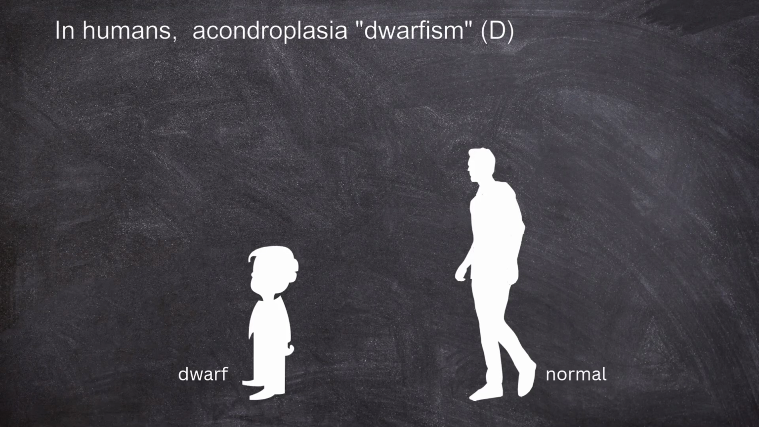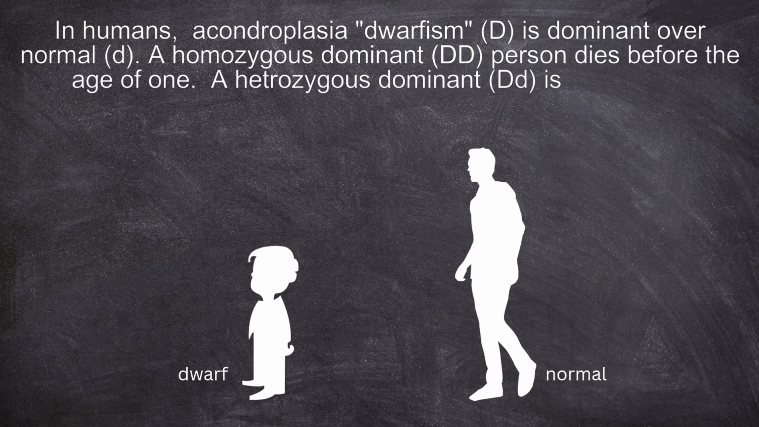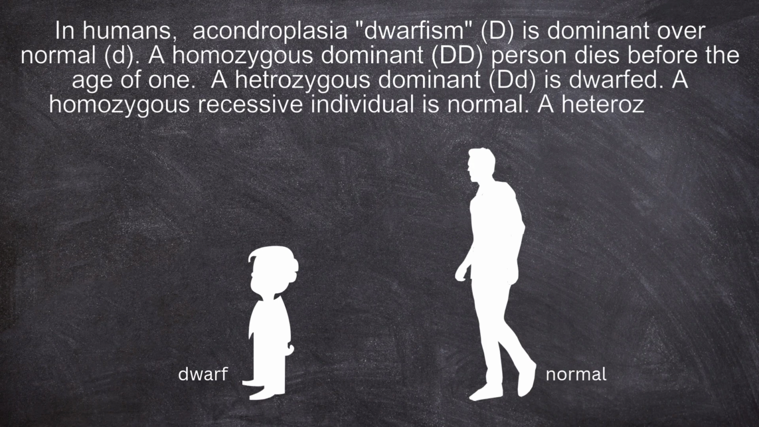Achondroplasia, or dwarfism, is dominant over normal. A homozygous dominant person dies before the age of 1. A heterozygous dominant is a dwarf. A homozygous recessive individual is normal. A heterozygous dwarf man marries a dwarf woman.